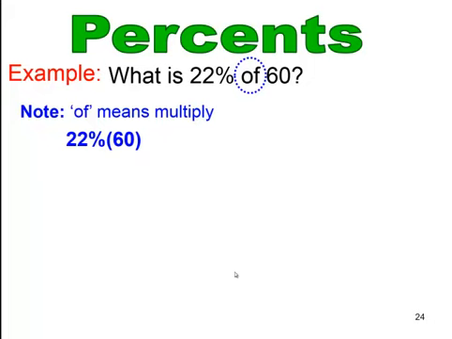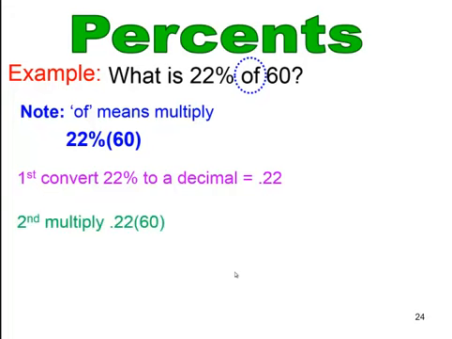Well, you can't multiply with the percent symbol. So you're going to have to convert that percent to a decimal. So the first thing you're going to have to do is make that percent a decimal. And to do that, we get rid of the percent symbol and we move the decimal place over 2 spots. So we end up with 0.22. Then we're going to multiply the decimal 0.22 to 60. So when you do the multiplication here, you should get 13.2 is 22% of 60.